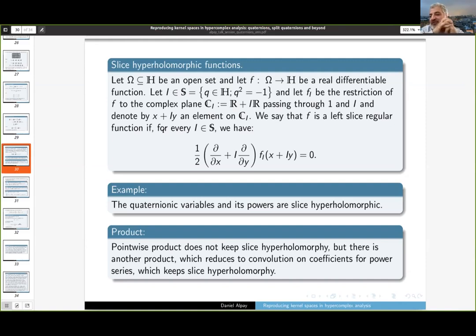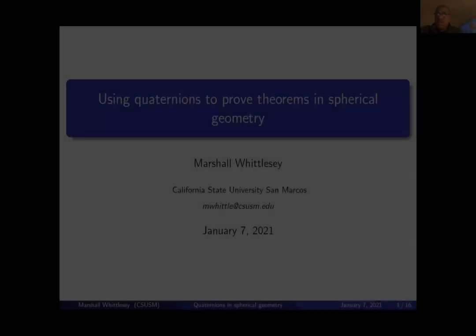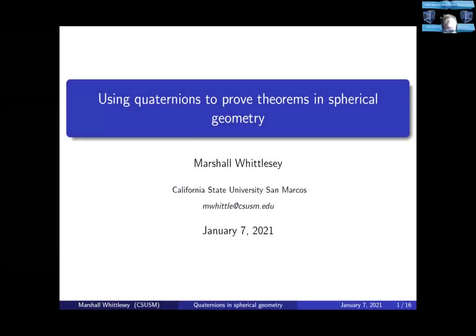Thank you very much for inviting me to this session. We're very happy to have you. Thank you for attending. Excellent talk. Okay, colleagues, next: using quaternions to prove theorems in spherical geometry, by Marshall Whittlesey from Cal State University, San Marcos.